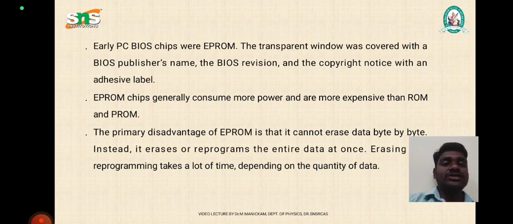EPROM chips generally consume more power and are more expensive than ROM and PROM. The primary disadvantage of EPROM is that it cannot erase the data by byte. Instead, it erases and reprograms the entire data at once. Erasing and reprogramming takes a lot of time depending on the quantity of data. This is one of the main disadvantages of EPROM.